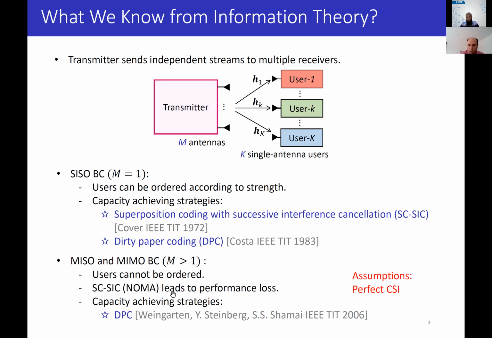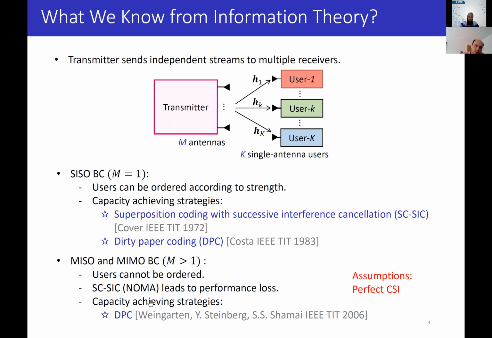In the scenario where the CSI is imperfectly known at the transmitter, then it remains an open problem. We don't know what's the capacity of multi-antenna, multi-user communications when we have imperfect channel state information at the transmitter, and we don't know what's the best communication strategy that we could come up with.